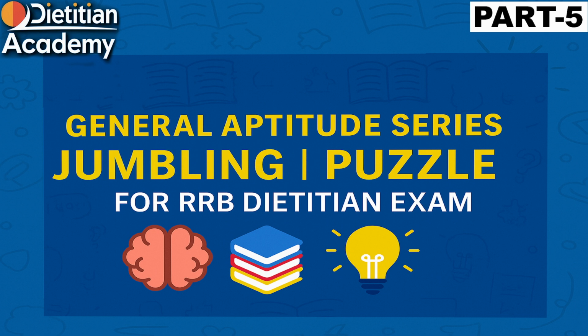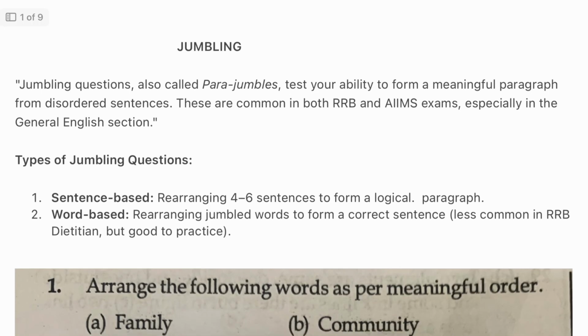Today we are going to discuss the topics jumbling, data interpretation, and puzzles. So let's start the topic. Jumbling. Jumbling questions are also called para-jumbles. They test your ability to form a meaningful paragraph from disordered sentences. These are common in both RRB and AIIMS exams, especially in the general English section.